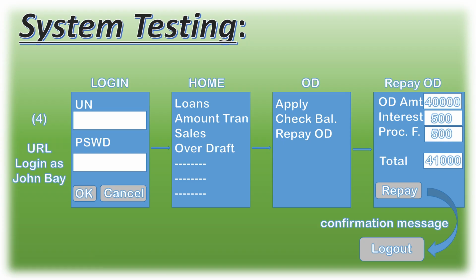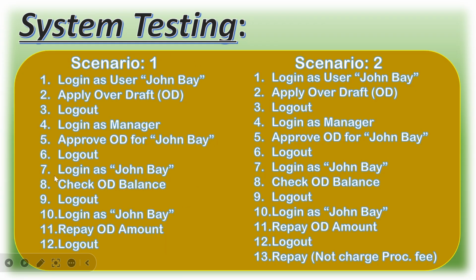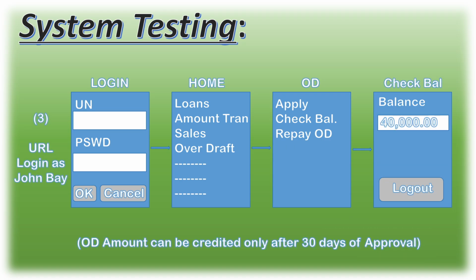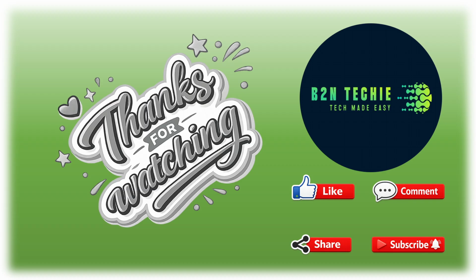All right, so in that case the total amount you have to pay is 40,500. Likewise, we have tested, or I told you, the end to end scenarios for amount transfer and the OD, I mean overdraft module. Likewise, you can do the system testing for your application.